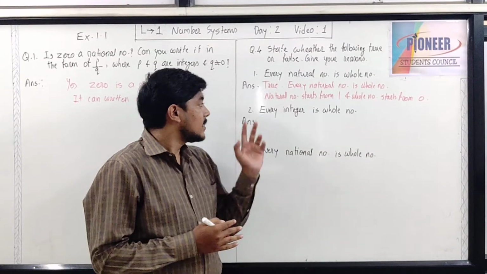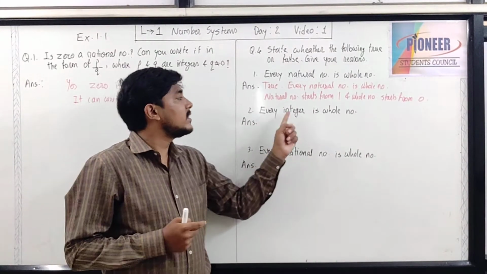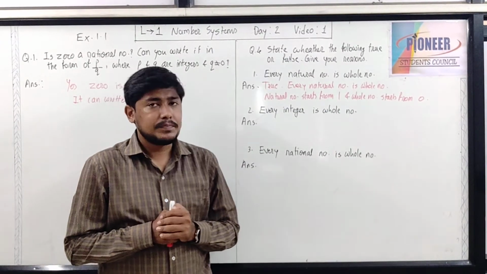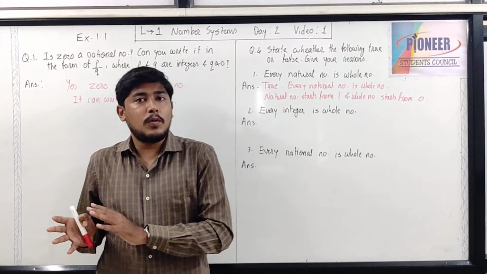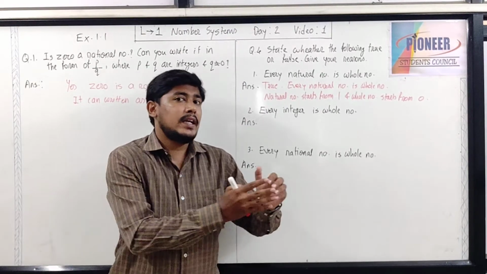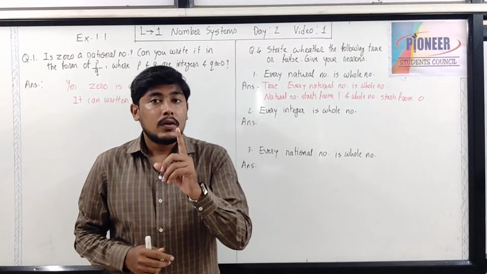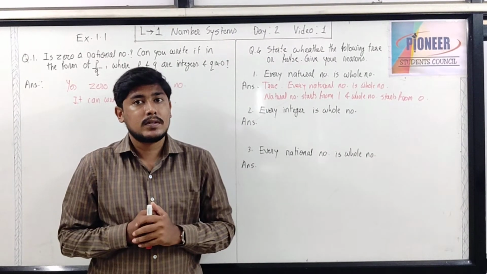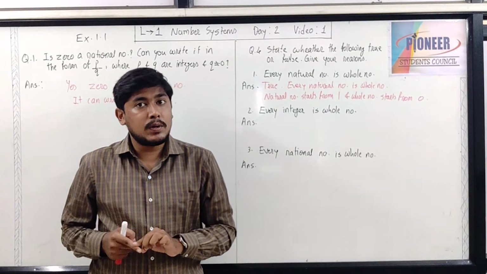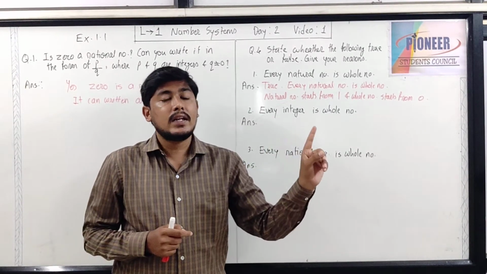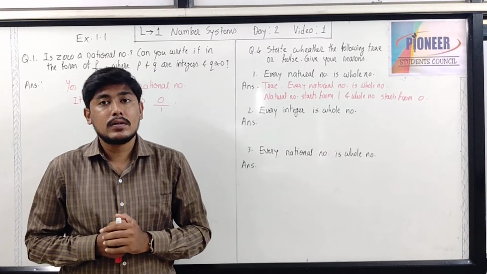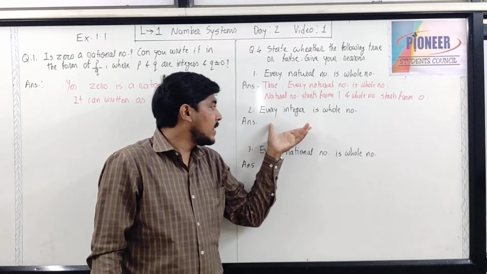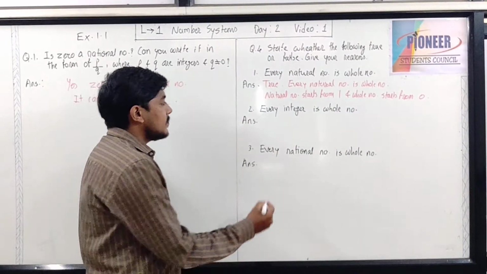Right? Now, the second one. Every integer is a whole number. See, integers include all positive numbers, negative numbers and 0. Whole numbers include 0, 1, 2, 3, and so on, which means 0 and positive numbers. Integers include negative numbers also, but whole numbers do not include negative numbers. So not every integer is a whole number. Therefore, the given statement is false.